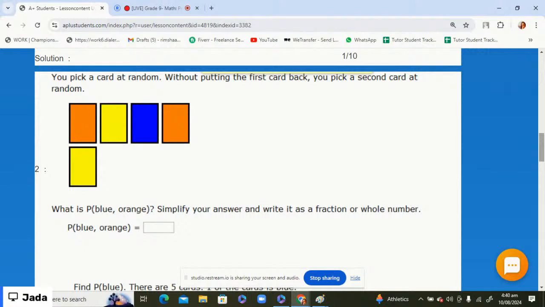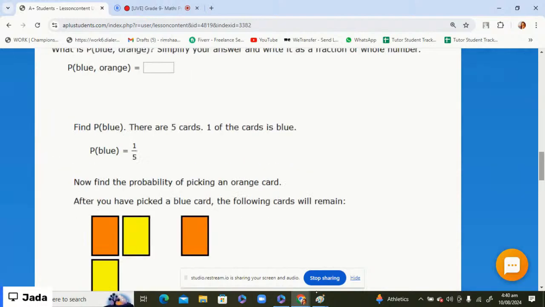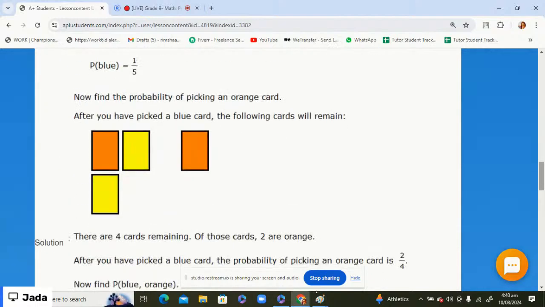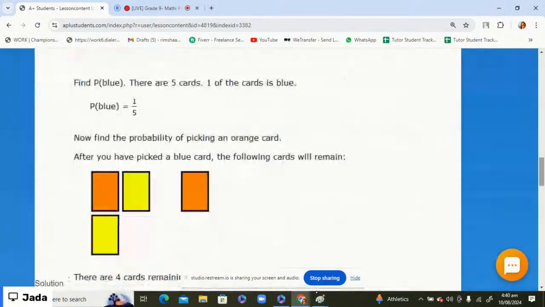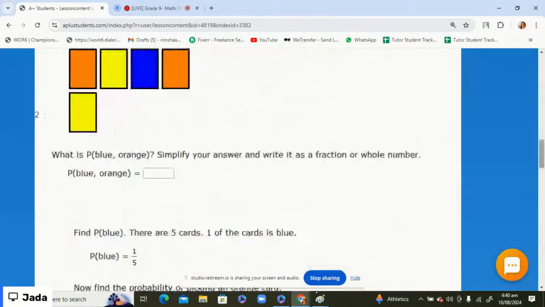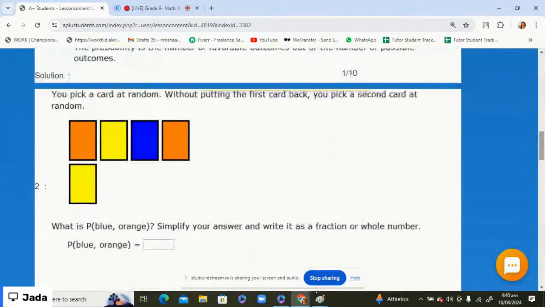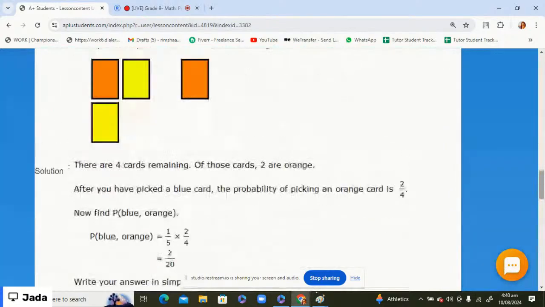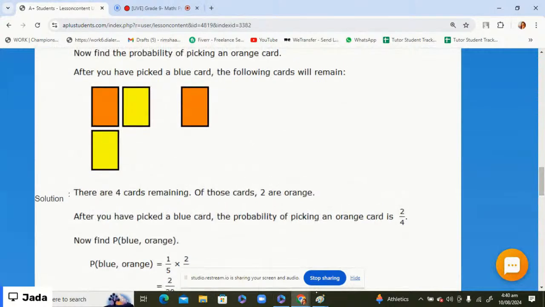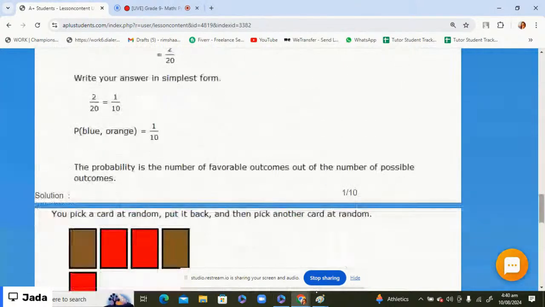So first we find the probability of blue. How many total? It's 5. And how many blue? Only 1. So the probability of blue is 1 by 5. Now the blue card is out. For the second, it's orange. How many orange are there? Two orange, and how many total? It's 4, so 2 by 4. So 1 by 5 times 2 by 4, then multiplying, we get the answer.